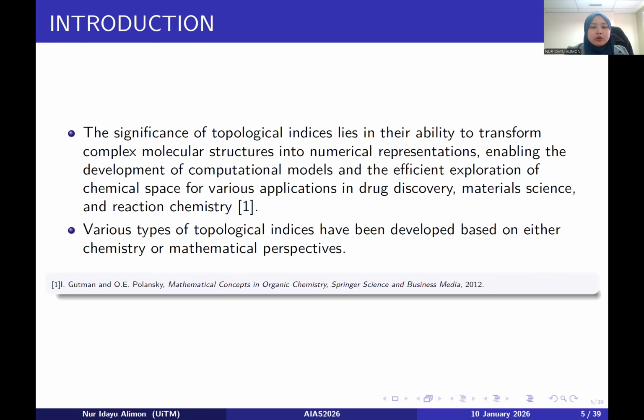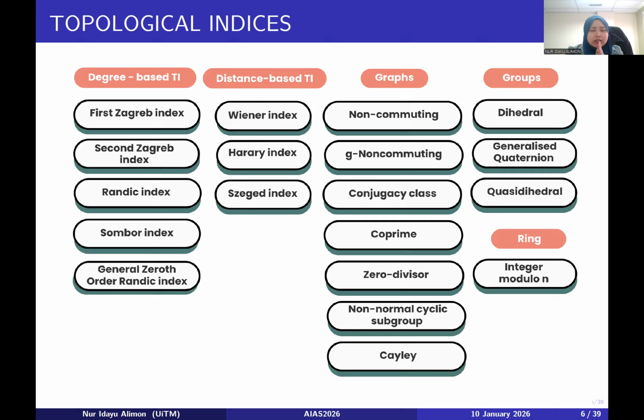Okay, so we have various types of topological indices that have been developed based on either chemistry or mathematical perspectives. We have over thousands of topological indices. These are some topological indices, also types of graphs and types of groups and rings that I have been working on so far. We have degree-based topological indices, distance-based topological indices, graphs, groups, and also rings. Not that many, but we can also discover other types of topological indices.